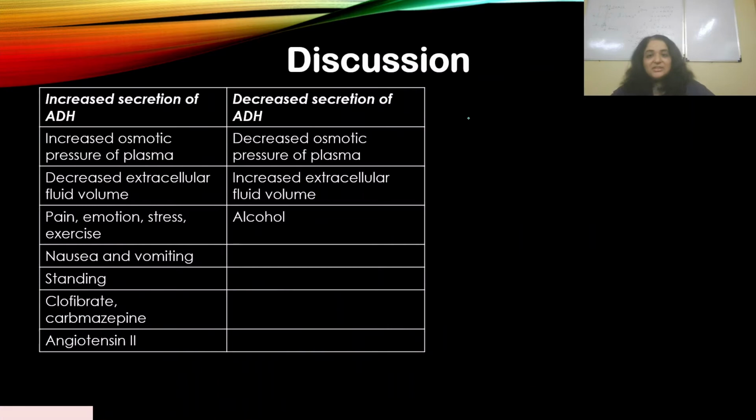Okay, so this is a very important table. I forgot to mention this. A very important table, and it shows the conditions where there is increased secretion of ADH and decreased secretion of ADH, and this was taken from Gyanam.